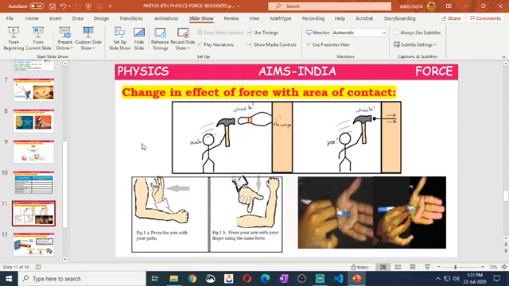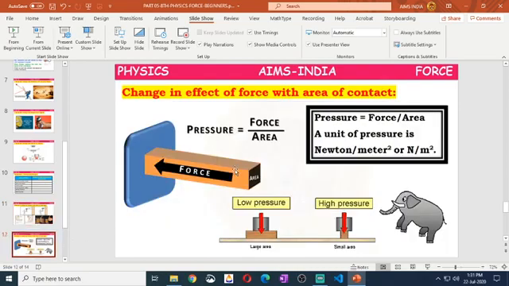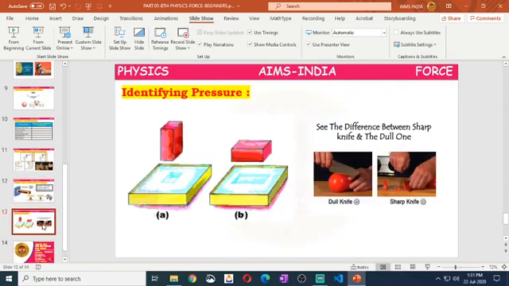When force is considered along with the area of contact, we learn a new concept called pressure, which is defined as force by area. Its unit is Newton per meter square. More area of contact, less pressure. Less area of contact, more pressure. So with the examples, we can understand the phenomenon of pressure.